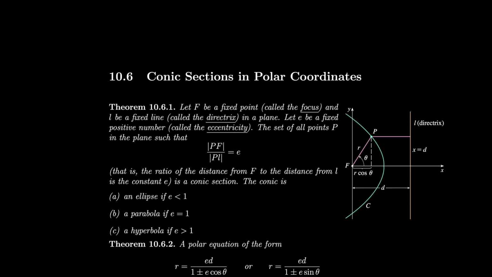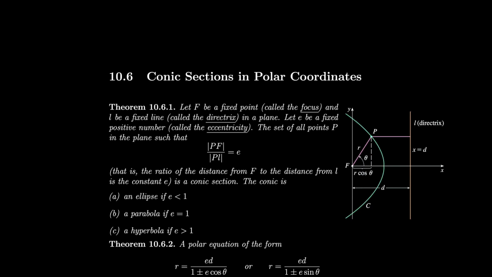the distance from P to L equals e, that is, the ratio of the distance from F to the distance from L is the constant e, is a conic section. The conic is an ellipse if e is less than 1, a parabola if e is equal to 1, and a hyperbola if e is greater than 1.